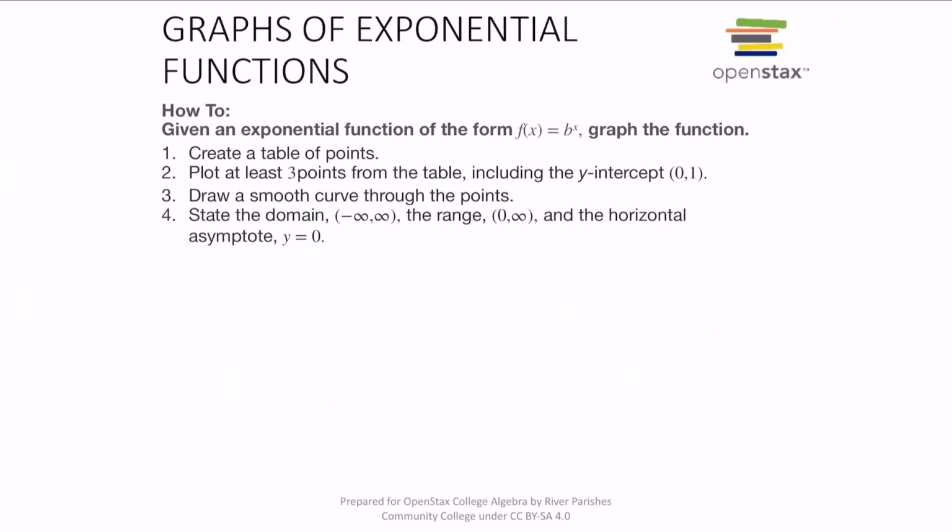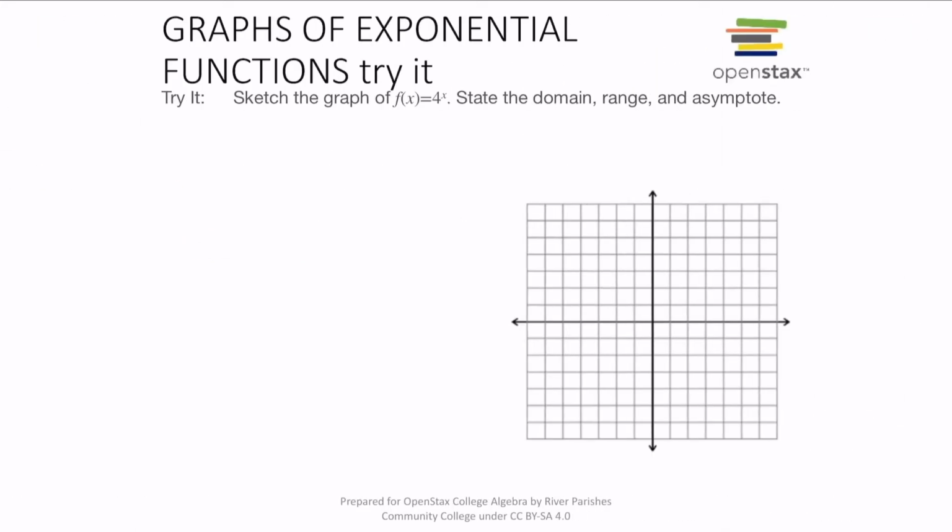So how do we graph the function f of x? First we have to create a table of points. We have to plot at least 3 points from the table, including the y-intercept (0, 1). Then we draw a smooth curve through the points, and we state the domain, the range, and the horizontal asymptote y equals 0.